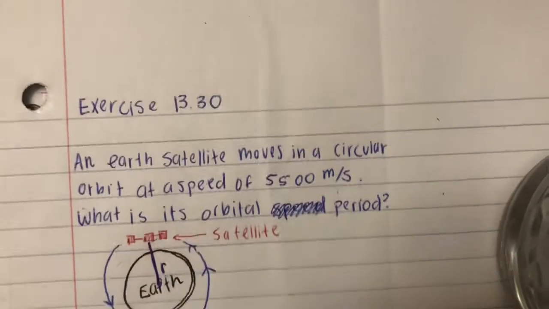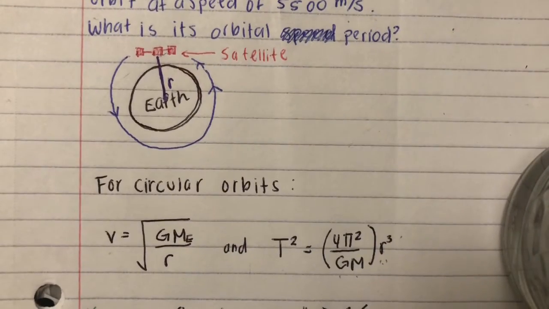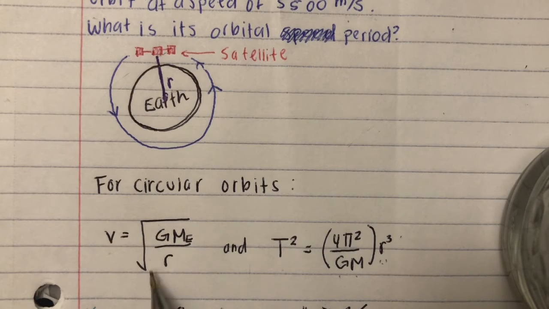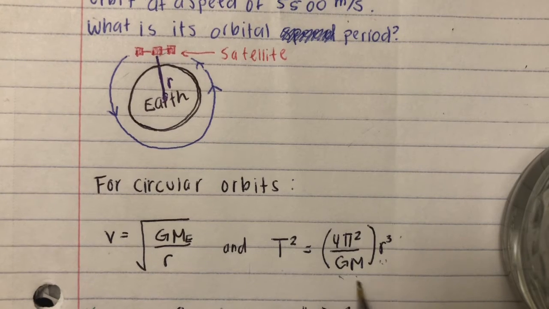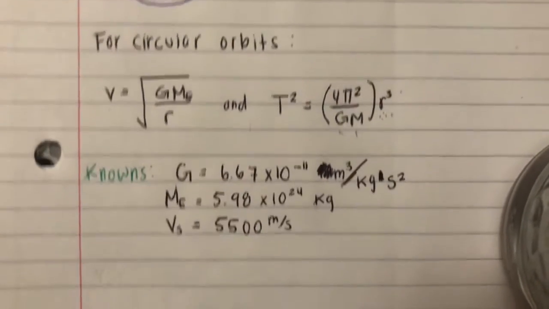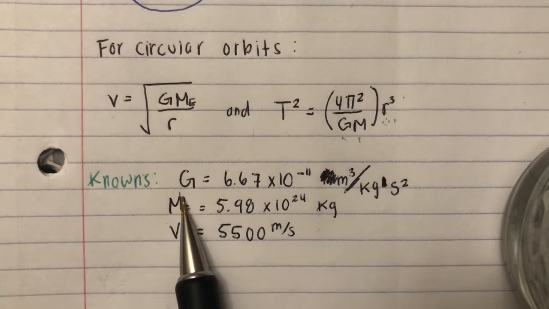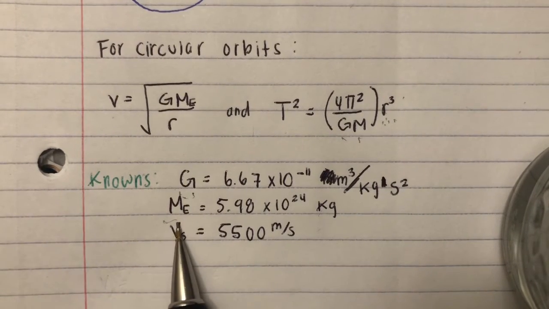So for circular orbits, we use these two equations, which are the velocity equals the square root of the gravitational constant times the mass of the Earth over the radius, and the period squared, which is equal to 4 pi squared over the gravitational constant times the mass of the Earth, times the radius cubed. So first thing, just note what you know, which is we know the gravitational constant, we know the mass of the Earth, and we know the speed it's going in.